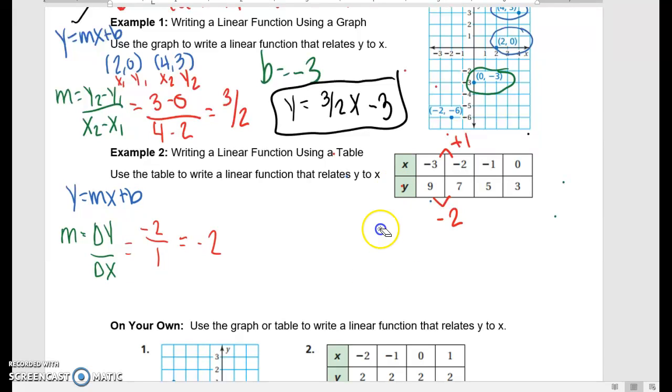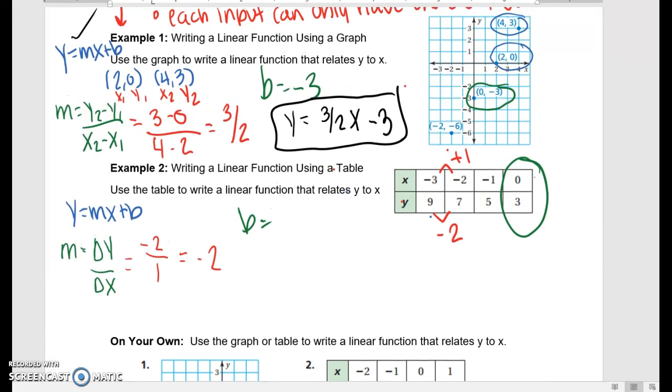The next thing you're going to do is try to figure out what your y-intercept is. So if I'm looking for b, I am going to find the point where x is 0, because that will tell me where my y-intercept is. So I can see this point is (0, 3). If I were to graph that, if you're looking at the equation up above, (0, 3) would land on this point right here. So therefore, that would be the y-intercept. So the y-intercept would be 3.